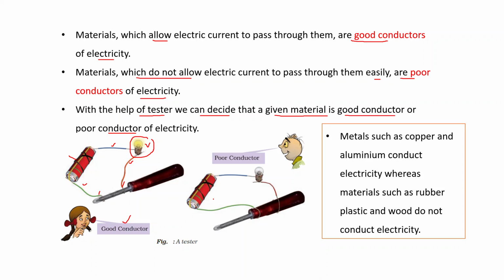But when these ends of this circuit are joined to this plastic part of that screwdriver, then you will see that this bulb is not glowing. It means this is a poor conductor. Metals such as copper and aluminium conduct electricity, whereas materials such as rubber, plastic and wood do not conduct electricity.